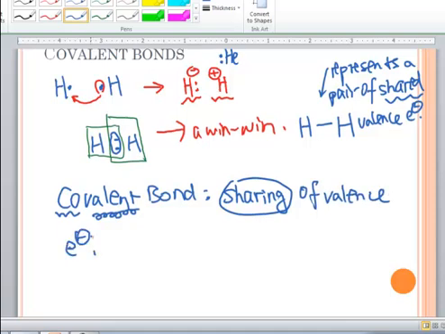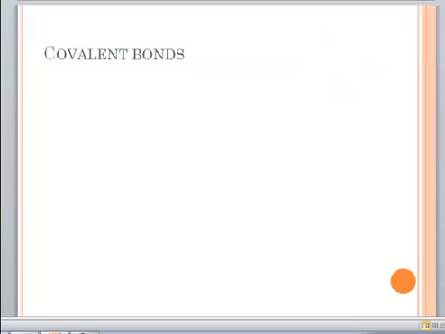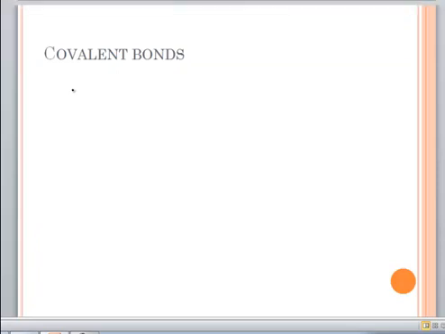As compared to the total transfer of valence electrons in ionic compounds. So let's take a look at some other examples of covalent bonds and how they are formed. Let's take a look at what happens if we have an oxygen atom together with another oxygen atom.